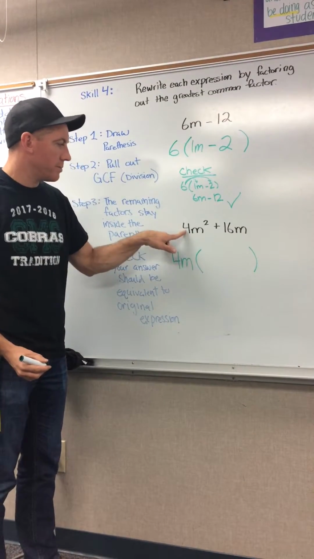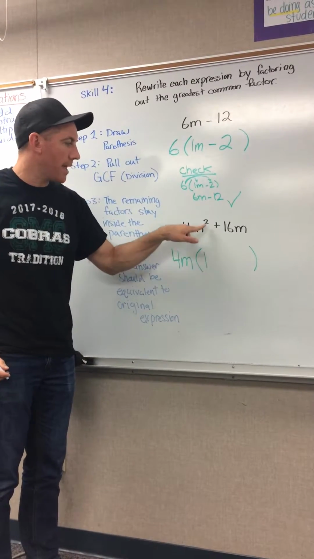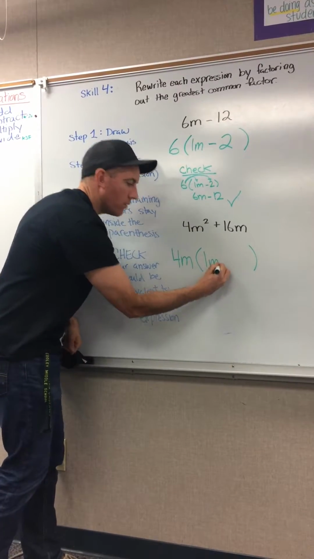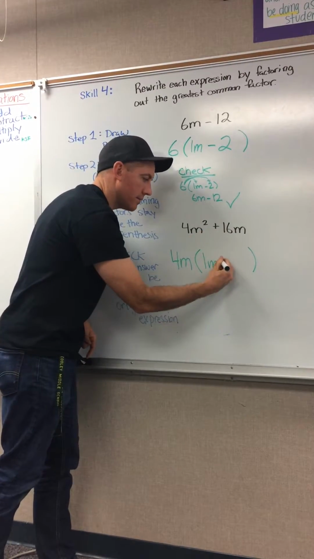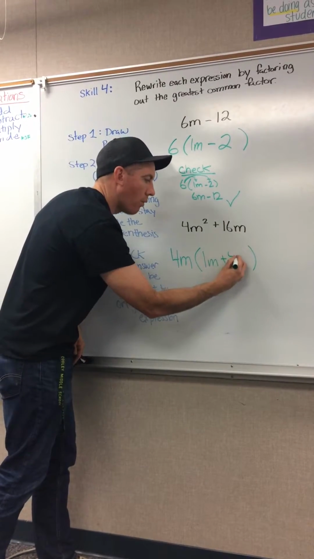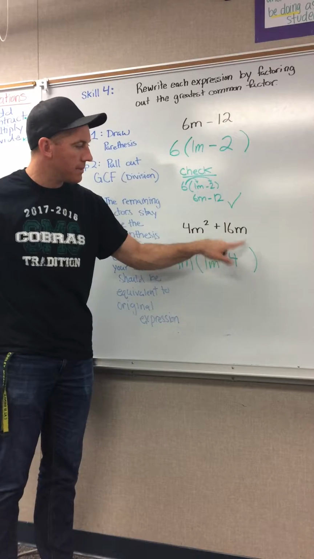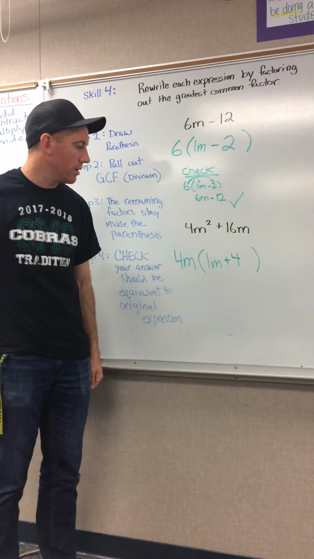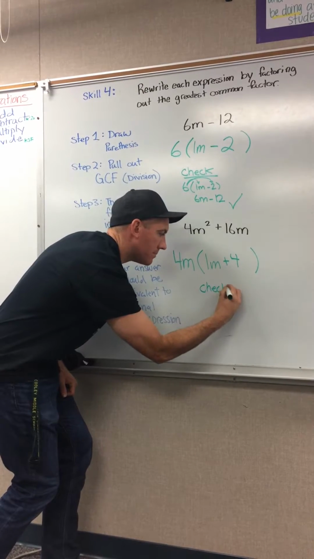4 times what gives me 4? That's 1. And m times what gives me m squared? And that's m. Remember, m times m is m squared. Plus 4 times what gives me 16? That's 4. And I already have the m out here, so I don't need any more m's because this is just to the first power. So that's my answer.